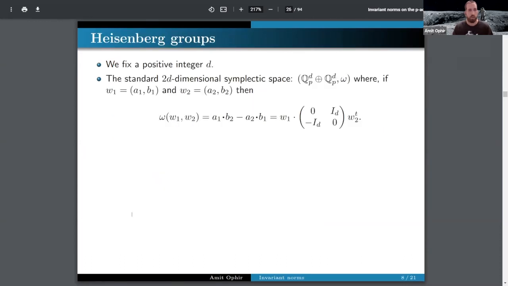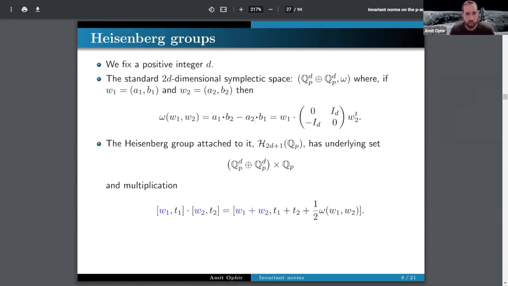So let me recall this. Okay, we'll work in a slightly more general context, considering also higher dimensional Heisenberg groups and Fourier transforms. So let's fix a positive integer d. We will construct the Heisenberg group from the symplectic space. The standard 2d-dimensional symplectic space is this space here. It's a vector space, and omega is the standard symplectic form given by this formula right here.